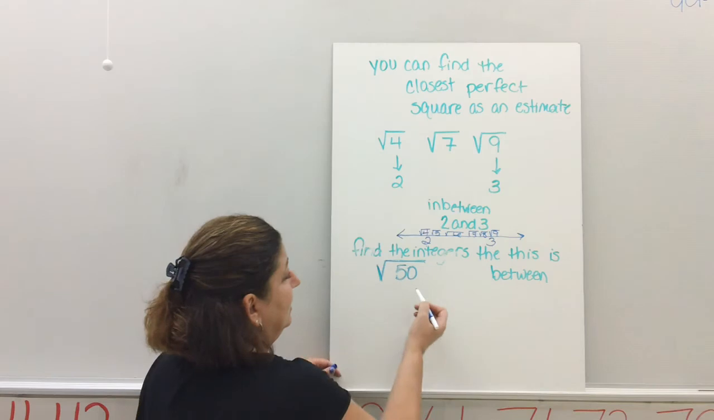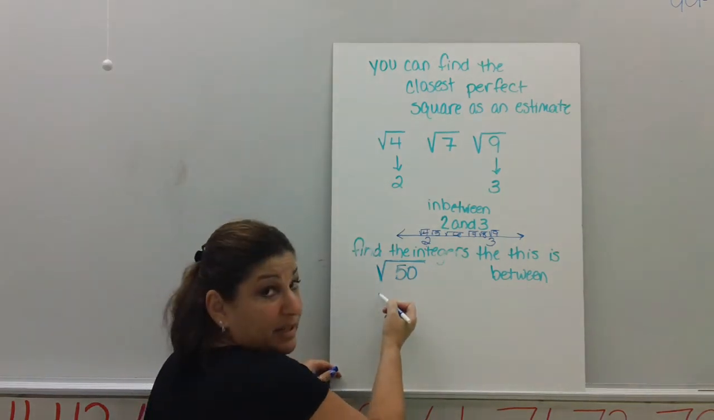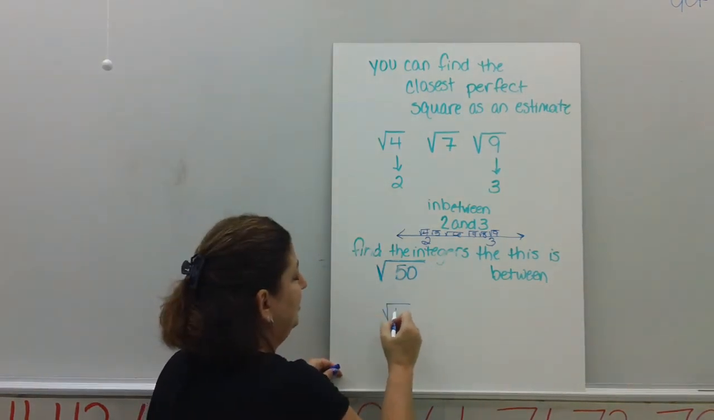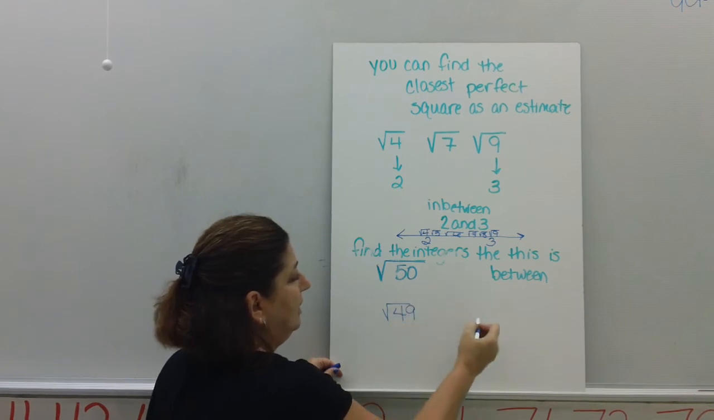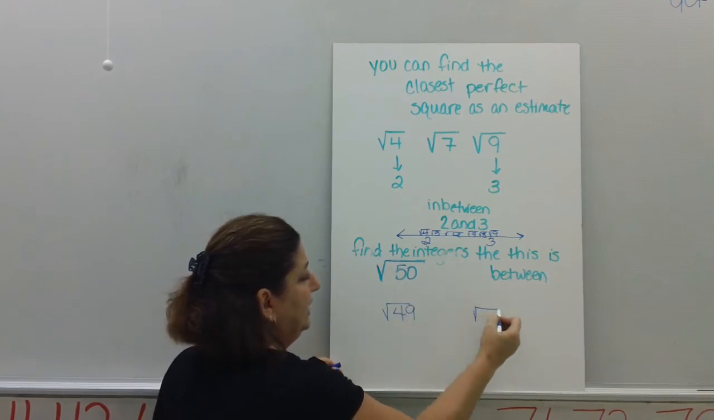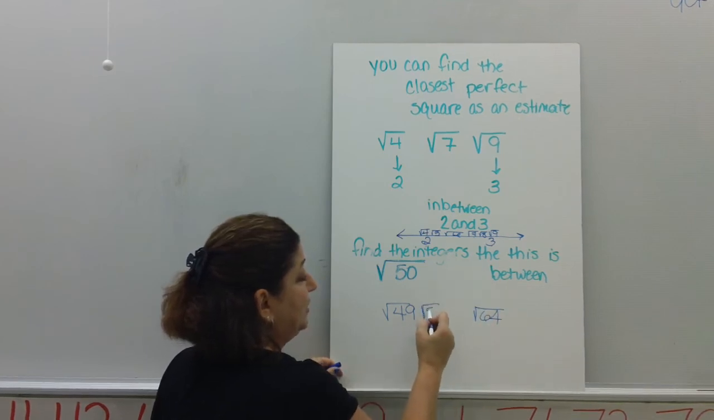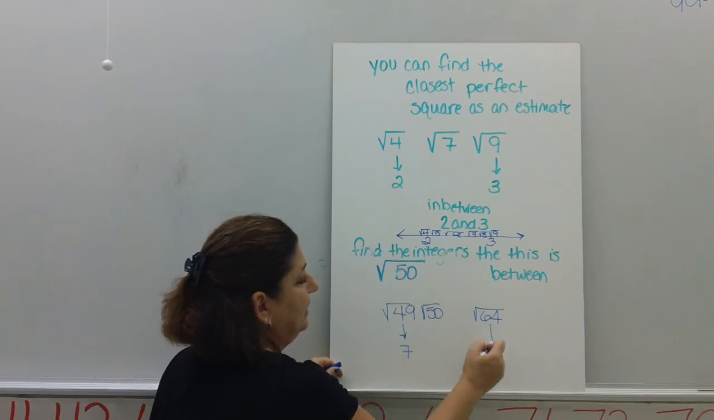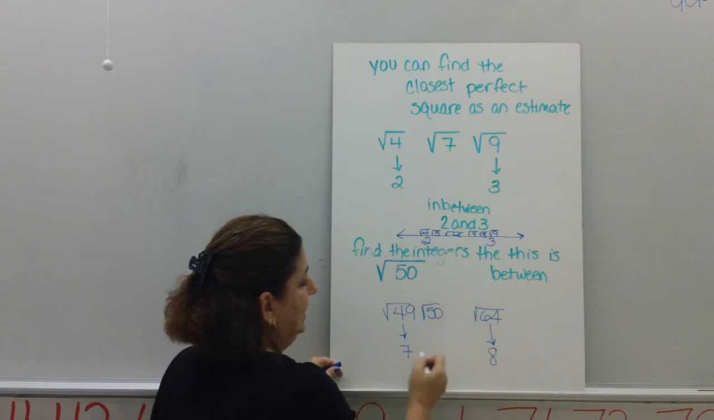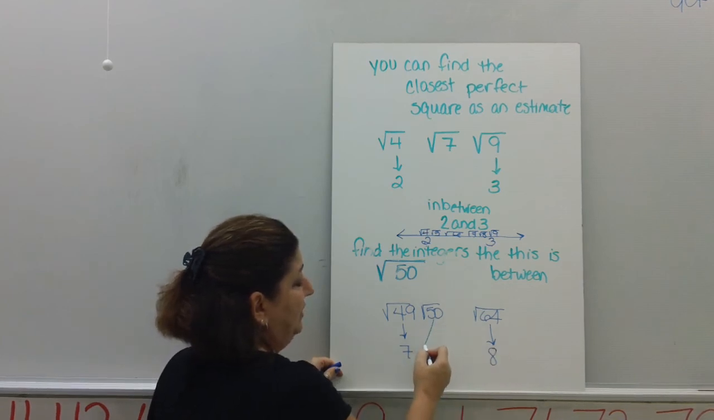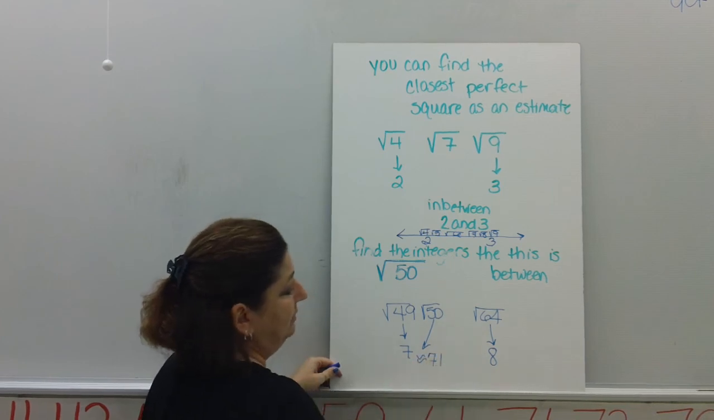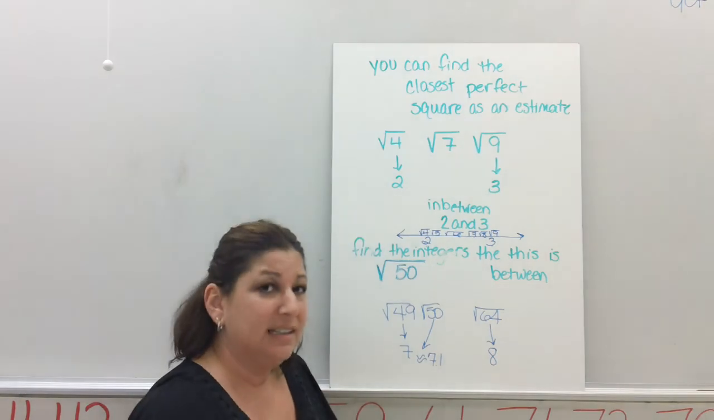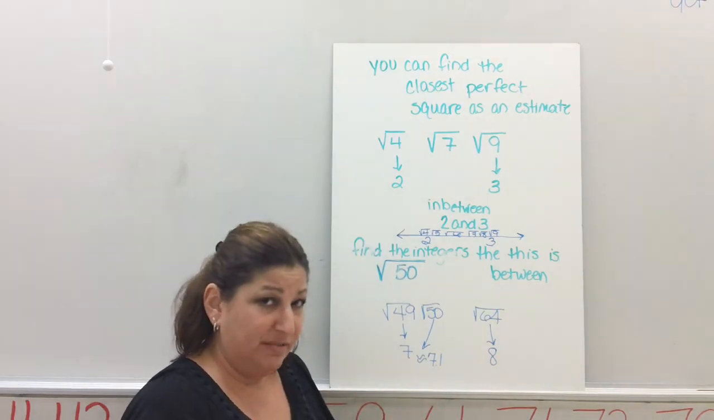Okay. The perfect square that comes before 50 is 49. The perfect square that comes after 50 is 64. The square root of 50 is closer to 49. This integer is 7. This integer is 8. So the square root of 50 is going to be approximately 7.1, somewhere around there. Just so you know which two integers it falls in between.